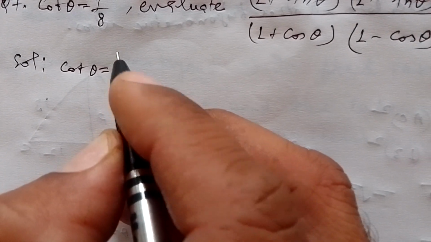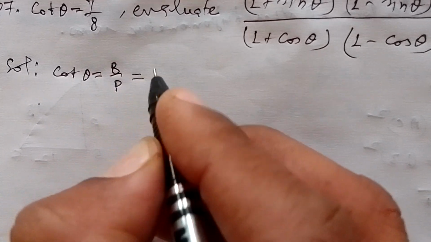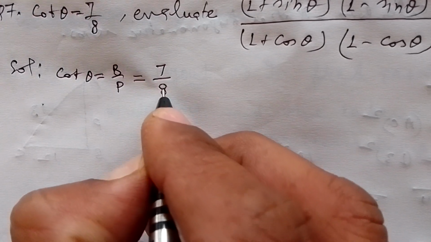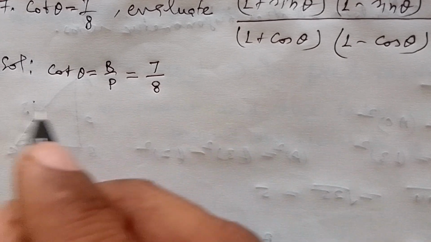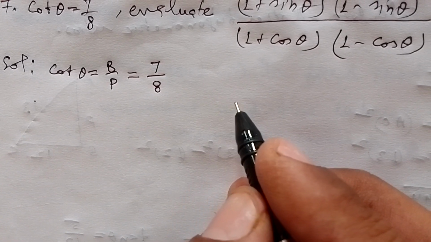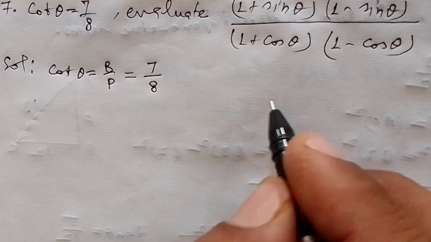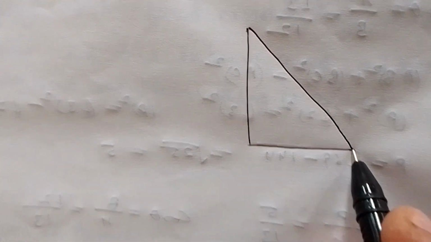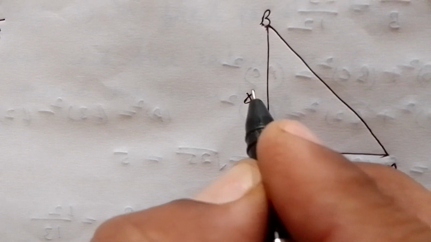Since we know the solution of this question: cot theta is base upon perpendicular, it is opposite to tan theta. So base value is 7 and perpendicular value is 8. From this we can calculate the hypotenuse value. To calculate hypotenuse, first we will make the triangle, that is ABC, 7 base, 8 perpendicular.